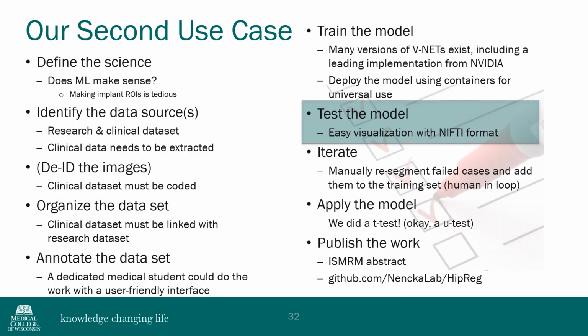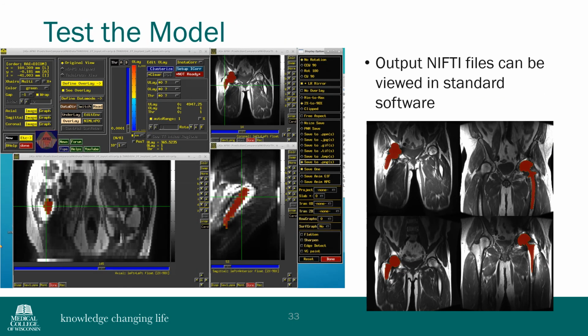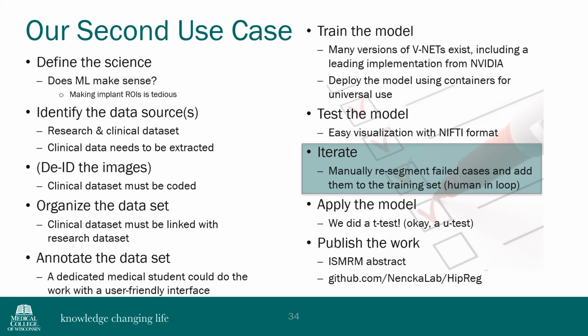With training complete, the next step then is to test the model. We tested the model by applying it to data sets that were not included in training. Because the outputs of the model are standard NIfTI files, standard neuroimaging viewers like AFNI were easy to use to assess the results. As can be seen here, segmentation worked very well. If the results of testing are suboptimal, one can iterate by manually resegmenting failed cases and adding them back to the training set in a human-in-the-loop format.